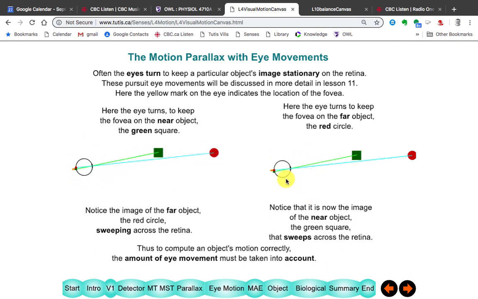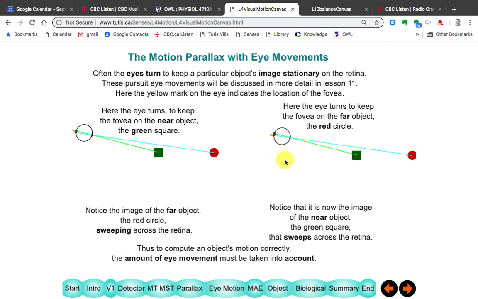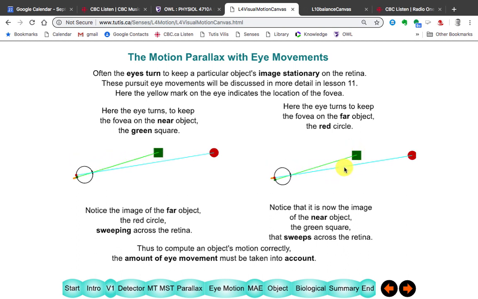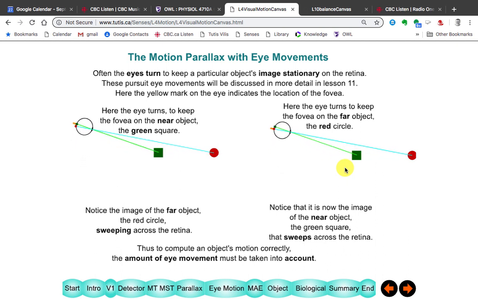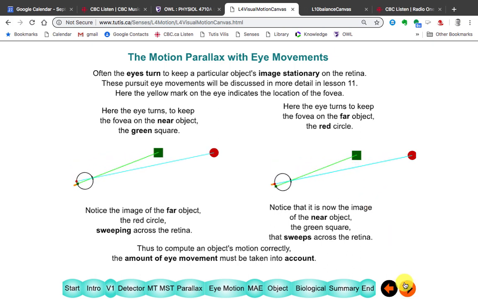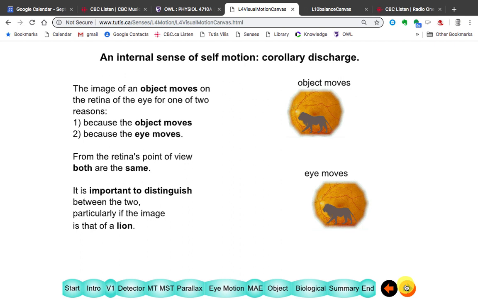Here you're looking at the red object, the one that's further away, and now the green object is moving on the retina. So the brain has to take into account how much the eye is moving. How does it do that? Well, it's important because we want to know if you're looking at an object, like here the lion, whether it's moving or your eye is moving. Kind of crucial for survival to figure that out.